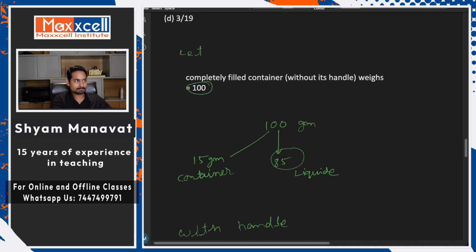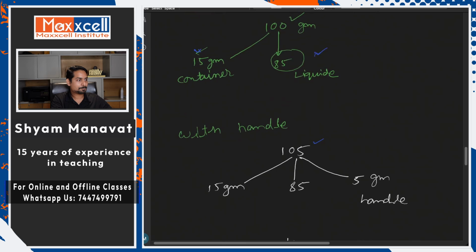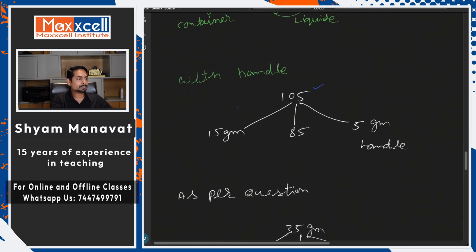First, they are talking about without handle. The container weight is 15 grams compared to completely filled. So I assumed completely filled as 100 grams, out of which I found the liquid capacity of the container and the weight of the container. Fine. Now the question said including handle, it will be 5% more than the completely filled container. So 105, 5% of 100 increased as per the question. The weight of container remains the same, the liquid remains the same because we are talking about a completely filled container, so the remaining weight has to be of the handle.